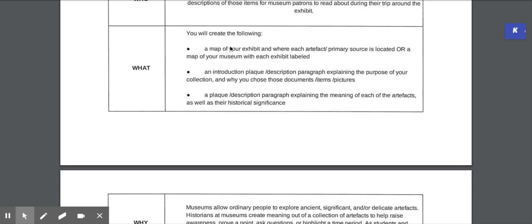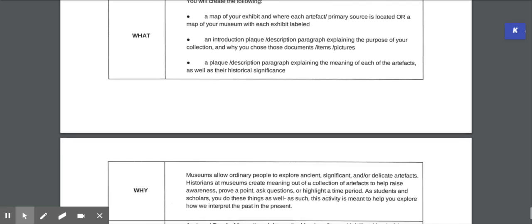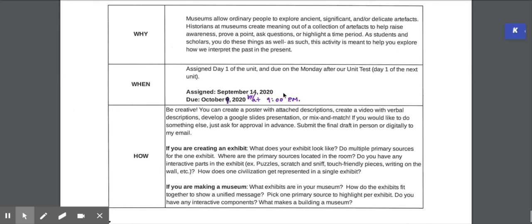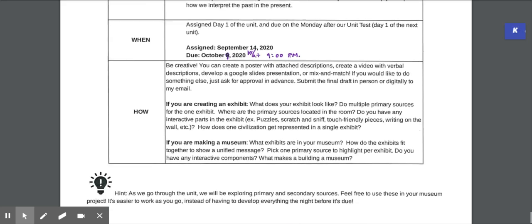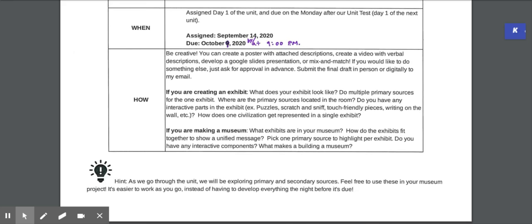For each of those artifacts, you will need a plaque or description, and you will also need to explain the meaning of the artifact, the historical significance, and why you chose that specific primary source. This is again due on October 9th by 9:00 p.m. If you have any questions or concerns about this, please feel free to reach out.